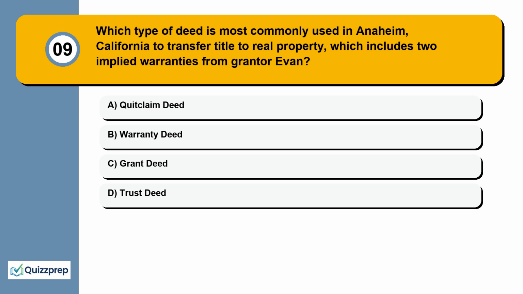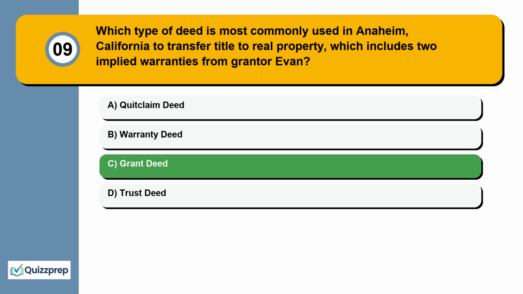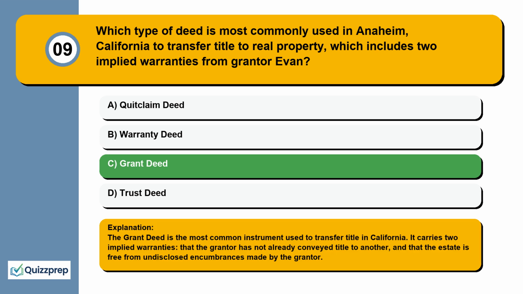Question 9. Which type of deed is most commonly used in Anaheim, California to transfer title to real property, which includes 2 implied warranties from grantor Evan? Quitclaim deed, warranty deed, grant deed, trust deed. The grant deed is the most common instrument used to transfer title in California. It carries two implied warranties that the grantor has not already conveyed title to another, and that the estate is free from undisclosed encumbrances made by the grantor.